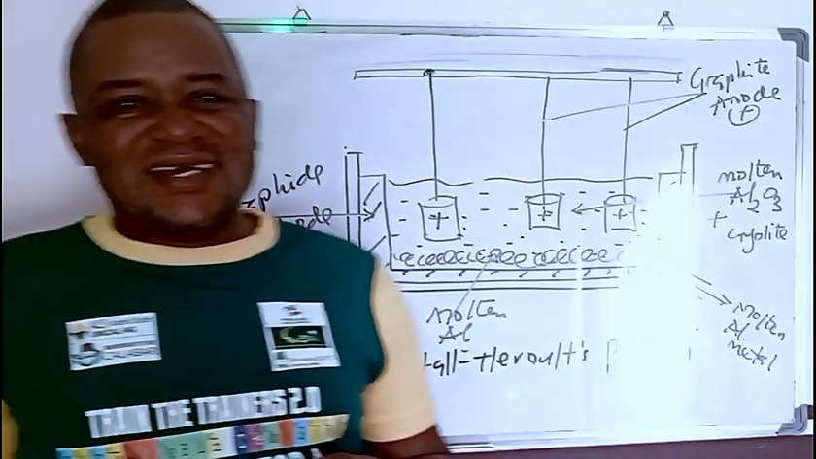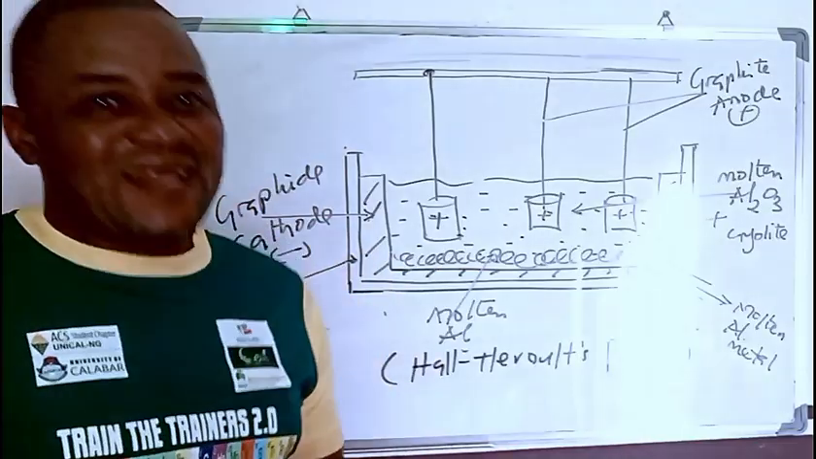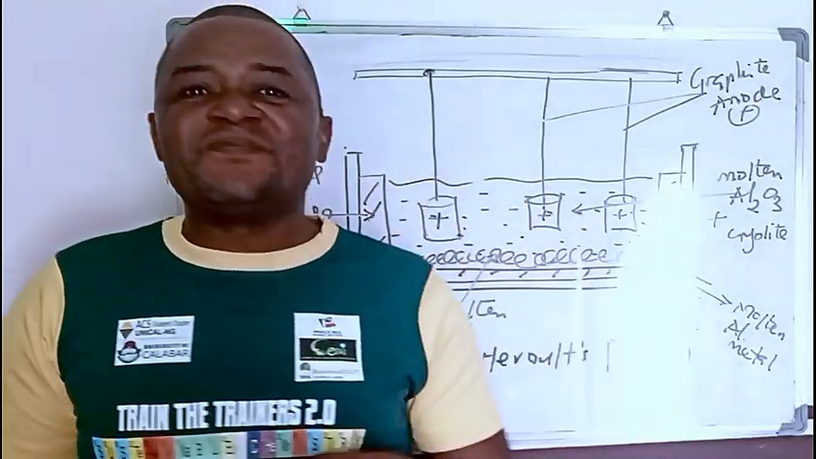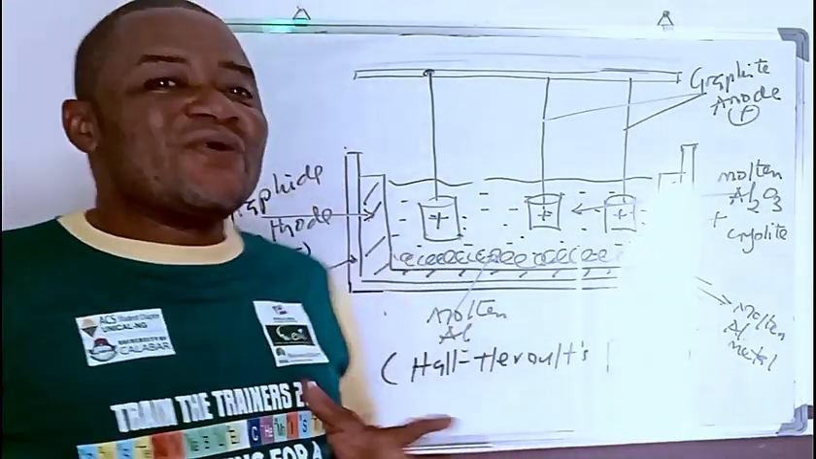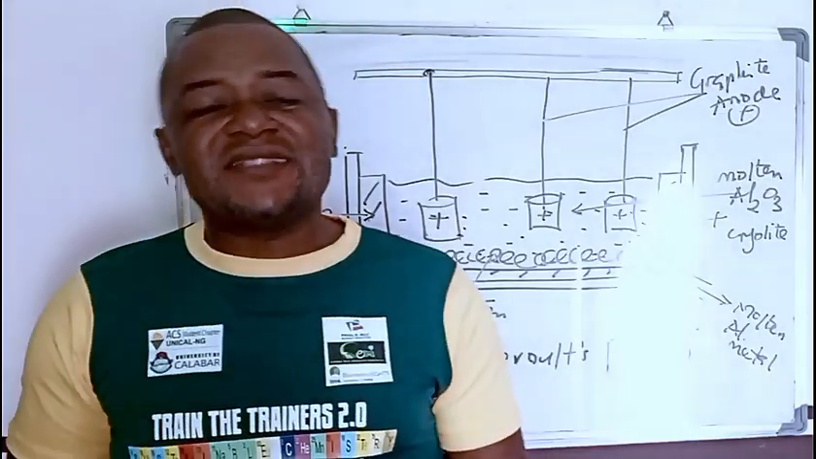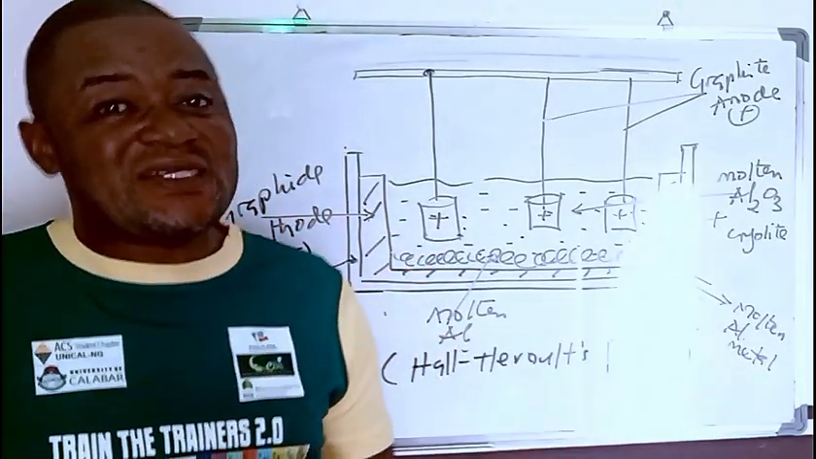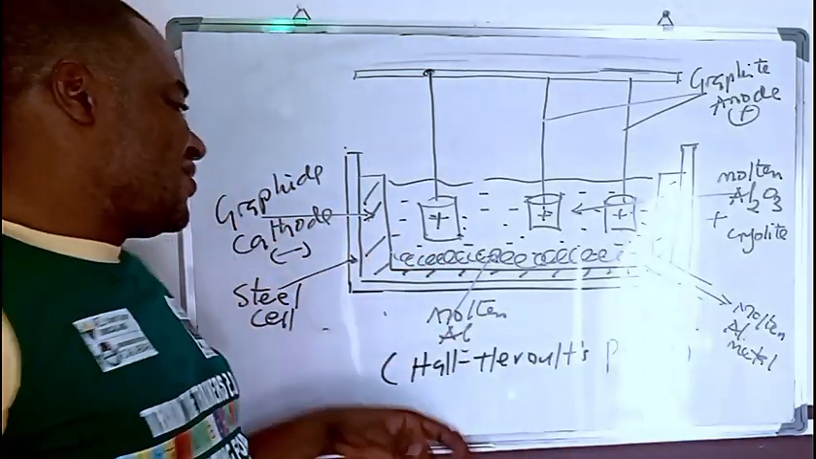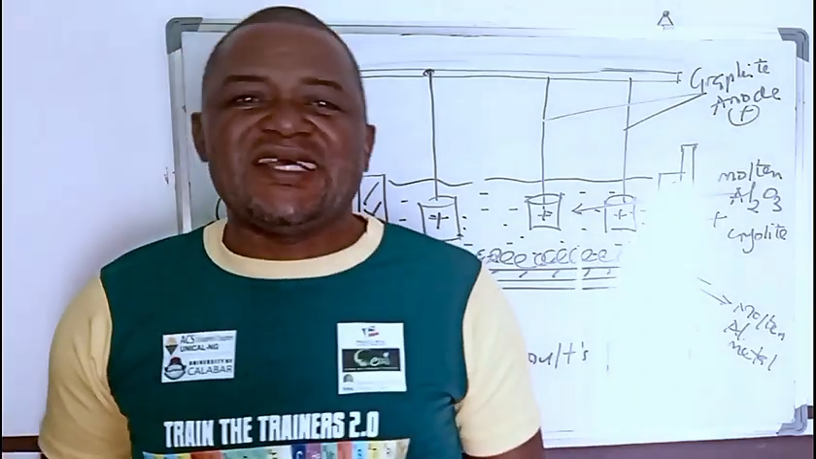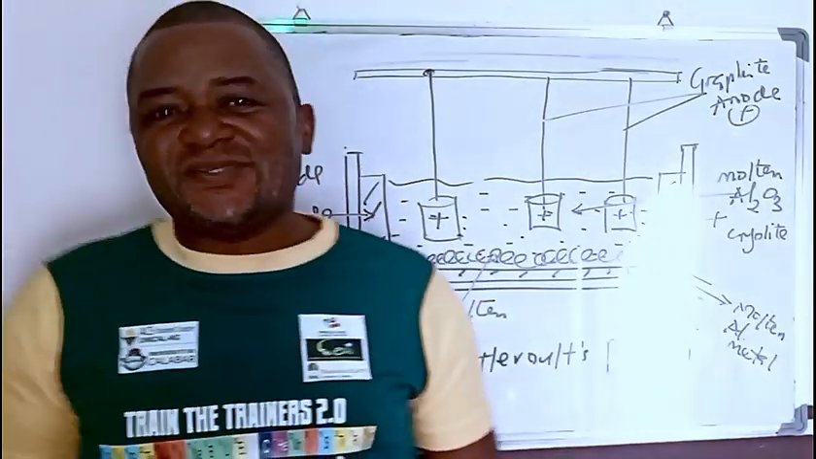Now, this is the possible way that you can comfortably extract aluminium. I'm sure that I have done justice to this class, which is the extraction of aluminium following the purification of bauxite and the electrolytic process of the alumina using the Hall-Heroult process. It's nice having this class with you today.